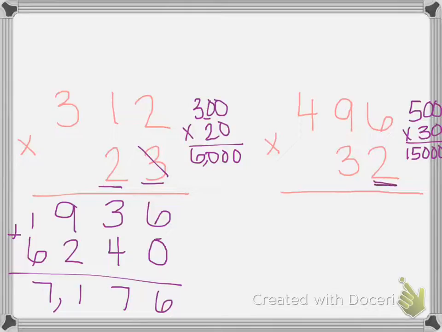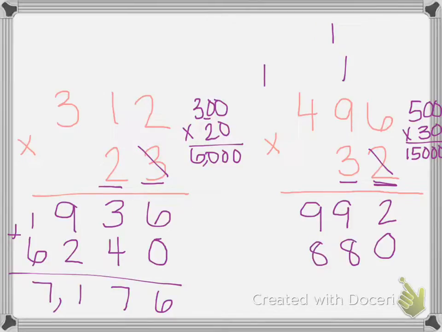Again, I looked just at my 2 first. 2 times 6 is 12. 2 times 9 is 18 plus 1 is 19. 2 times 4 is 8 plus 1 is 9. Moving on to my tens, put my 0. 3 times 6 is 18. Carry my 1. 3 times 9 is 27 plus 1 is 28. 3 times 4 is 12 plus 2 is 14.